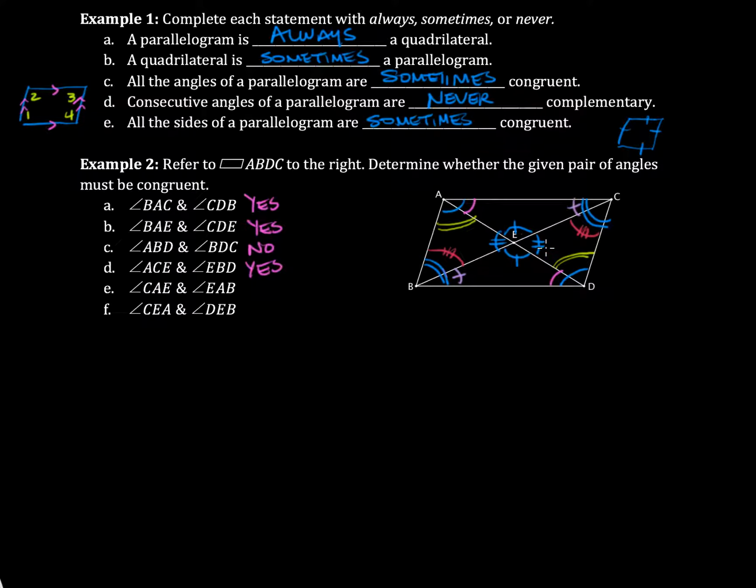Angle CAE, so that would be this pinkish angle here, and EAB, which is this chartreuse angle right here. So are these two always going to be congruent? No. Maybe sometimes they are, but not always. So we have to say no, they don't necessarily have to be congruent. Angle CEA and angle DEB, that's a pair of vertical angles, so we know that they would always be congruent. So there we have our answers for example 2.